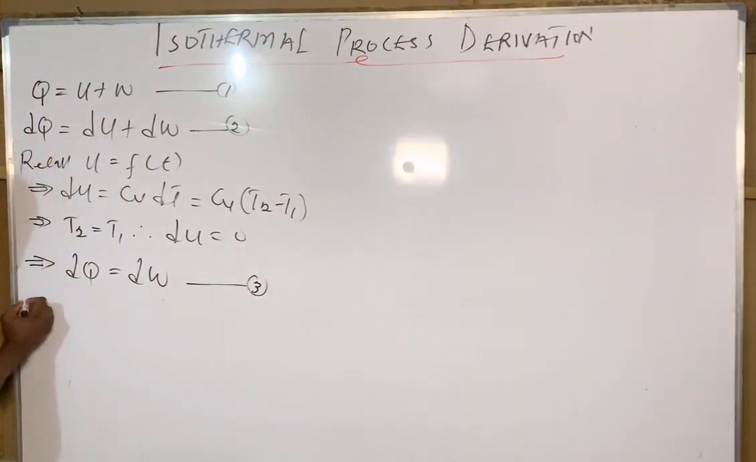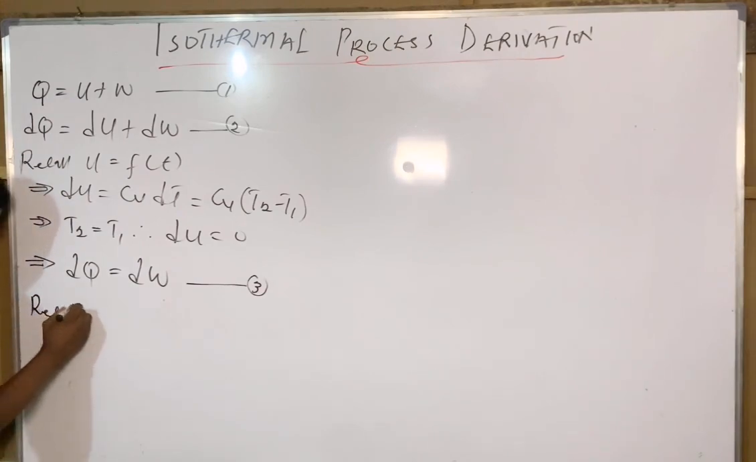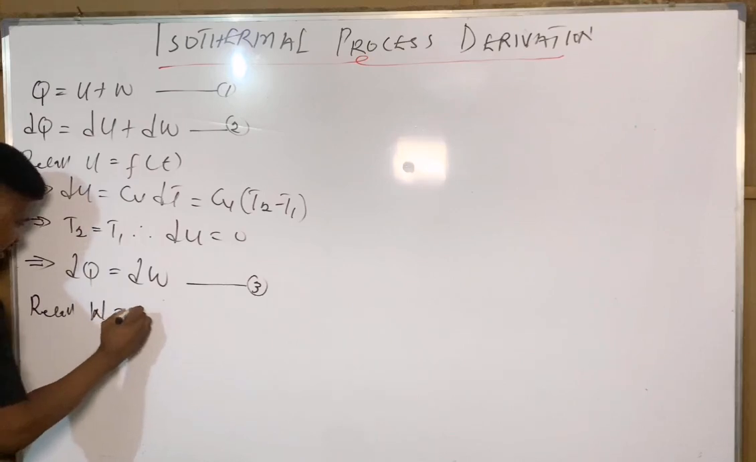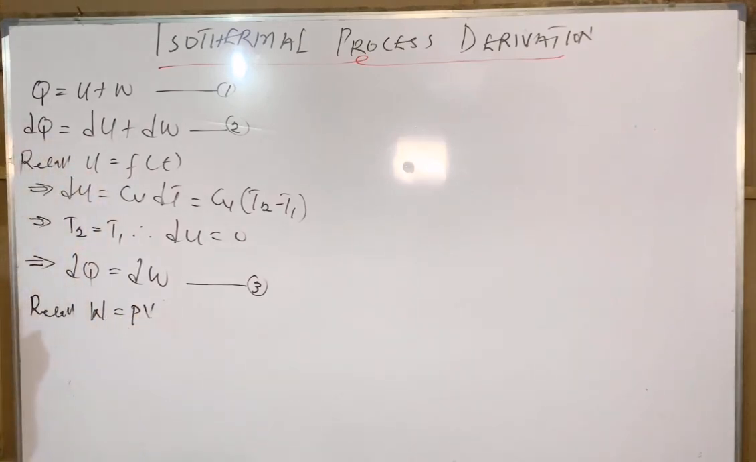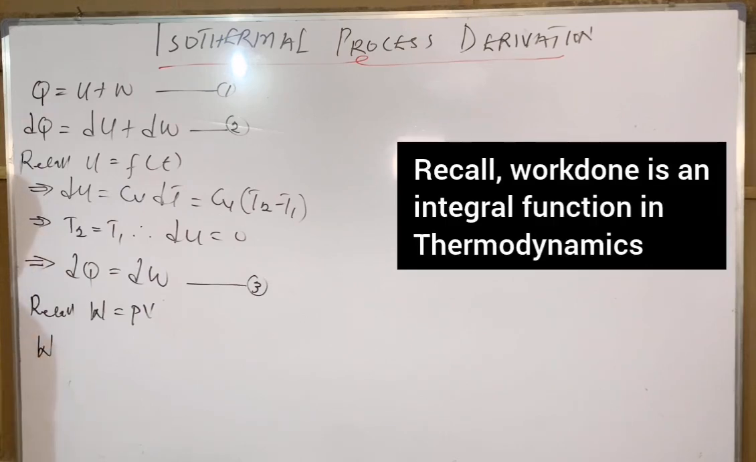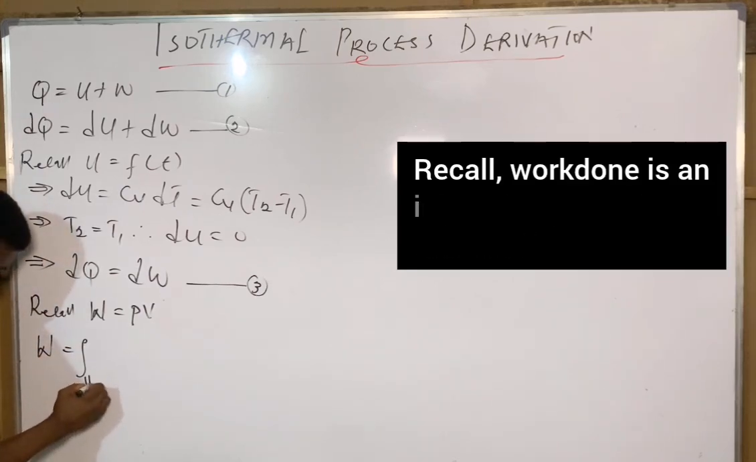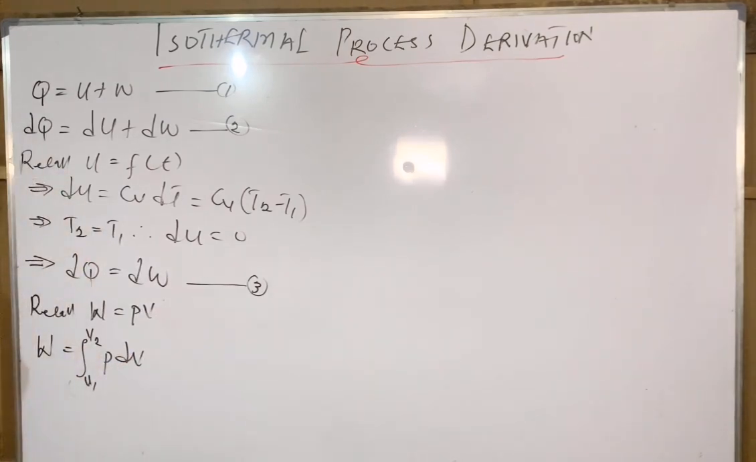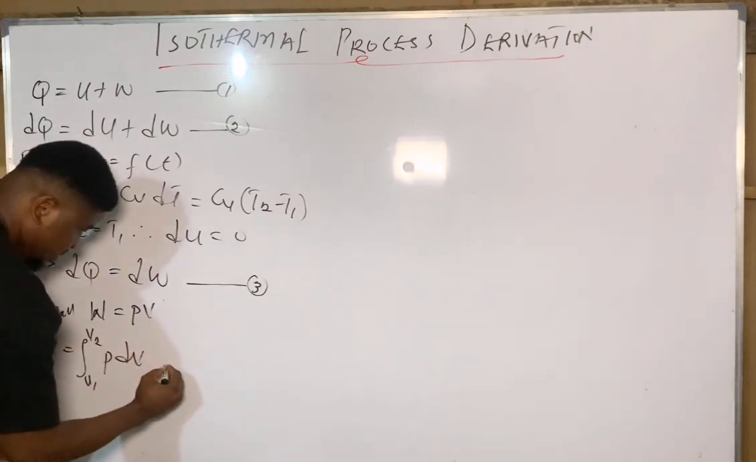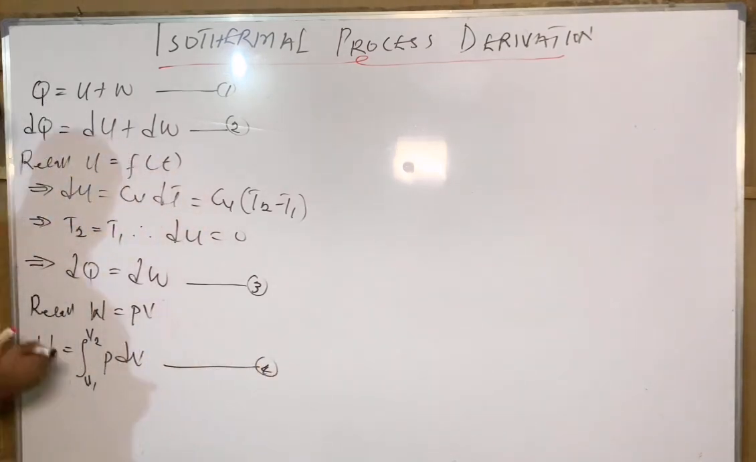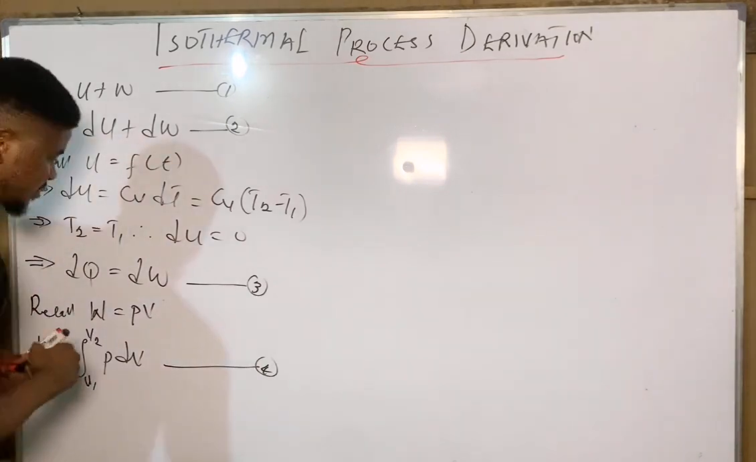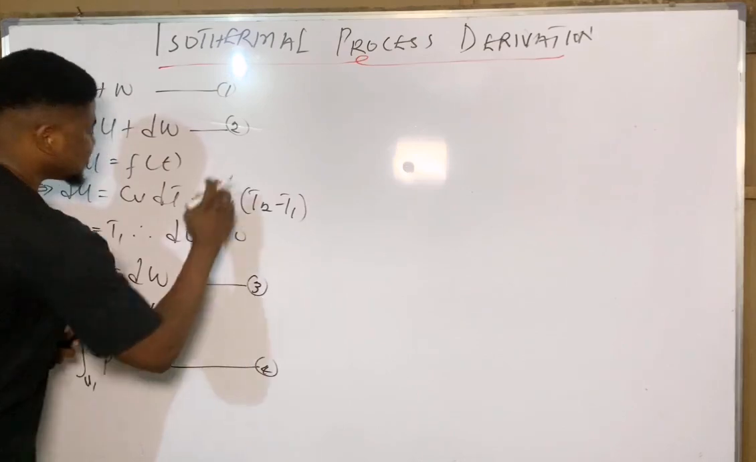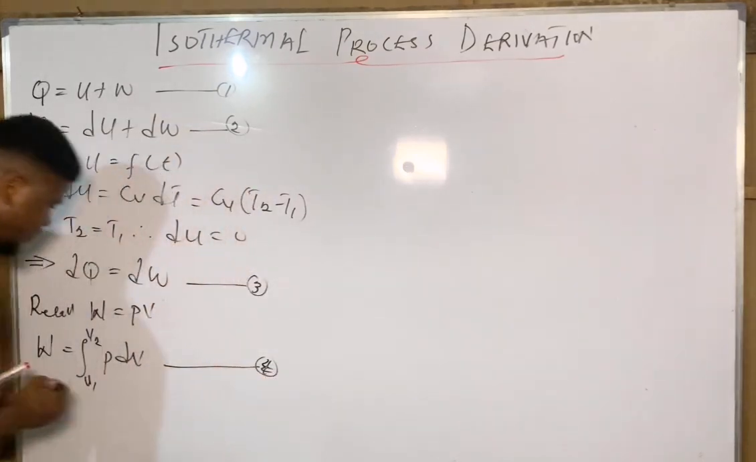Now recall that in thermodynamics, work done is actually the product of pressure times volume, right? And mathematically, it is given as an integral from V1 to V2 of P dV. So let's call this equation 4.